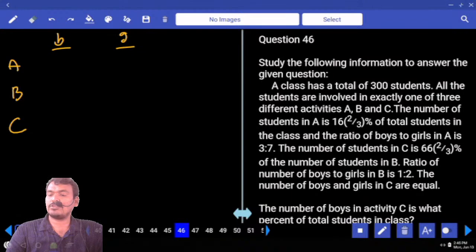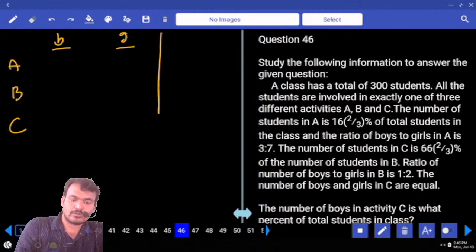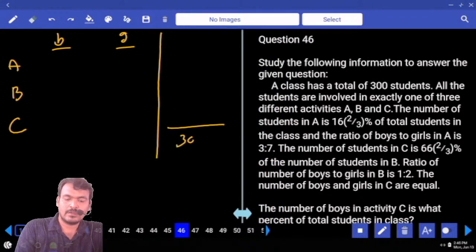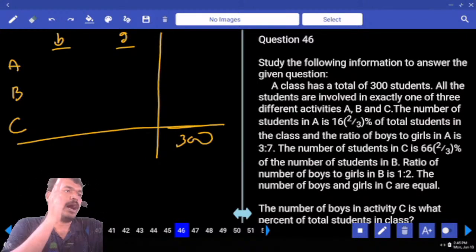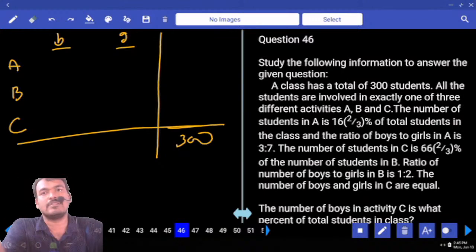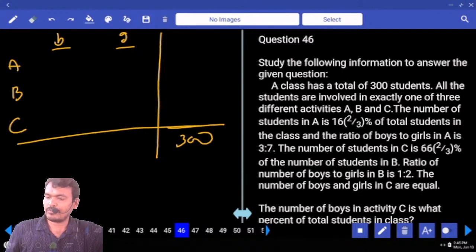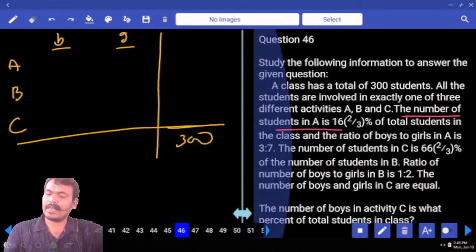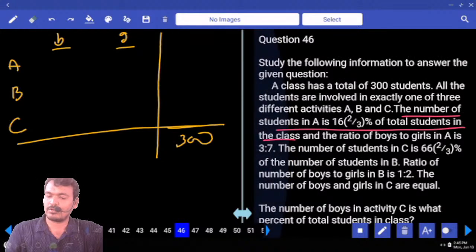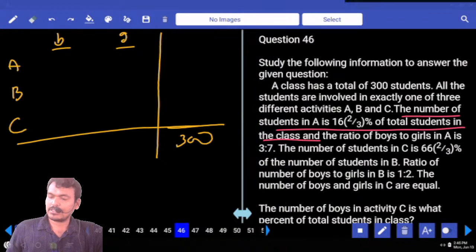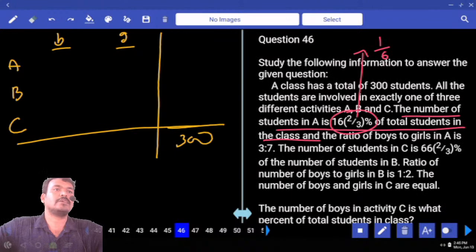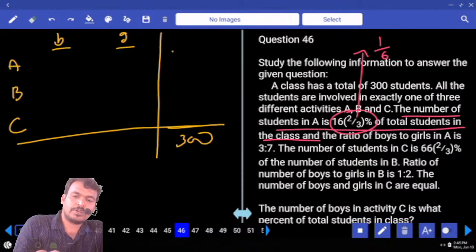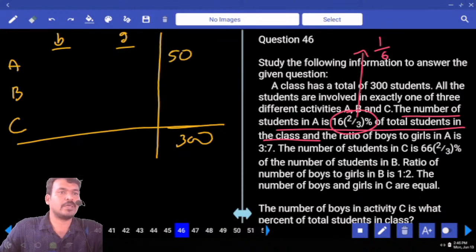First of all, the total number of students is 300, so total boys plus girls is 300, and the sum of A, B, C is also 300. The number of students in A is 16 by 3% of the total students of the class. 16 by 3% means the fraction 1/6. What is 1/6 of 300? 50. That 50 is activity A.